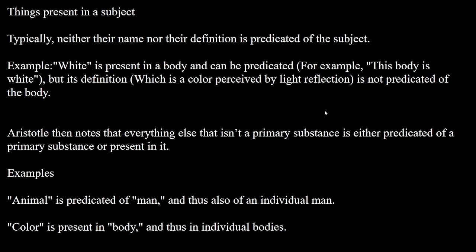Things present in a subject: typically, neither their name nor their definition is predicated of the subject. For example, white is present in a body and can be predicated, for example, this body is white, but its definition, which is a color perceived by light reflection, is not predicated of the body itself. And so Aristotle notes that everything else that isn't a primary substance is either predicated of a primary substance or present in it. For example, animal is predicated of man and thus also of an individual man. Remember, predication works hierarchically within Aristotelian philosophy. And color is present in body and thus in individual bodies.